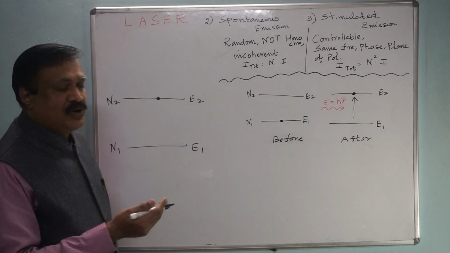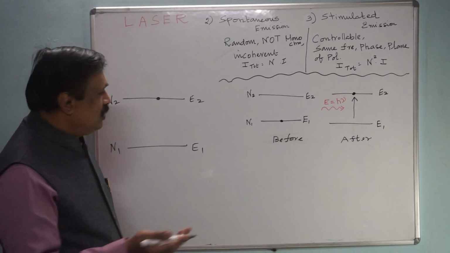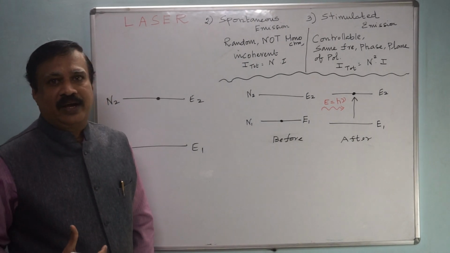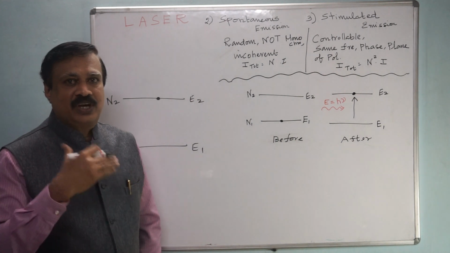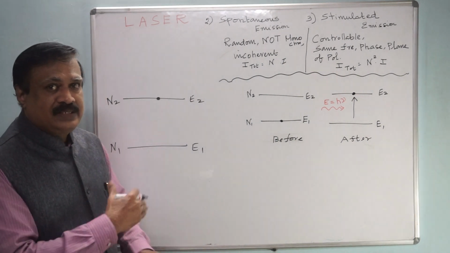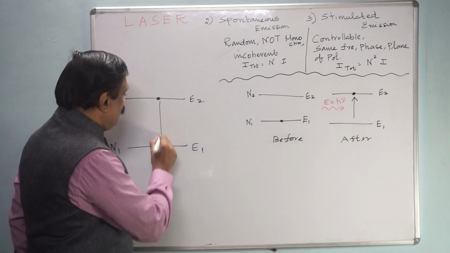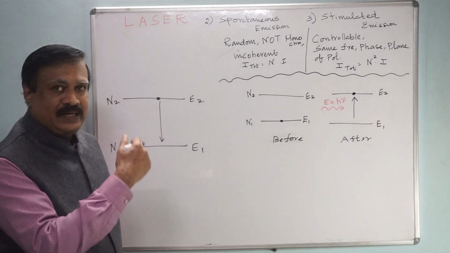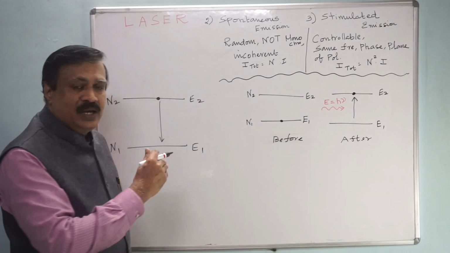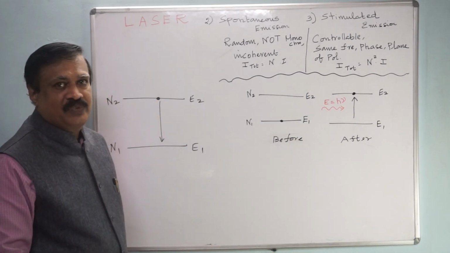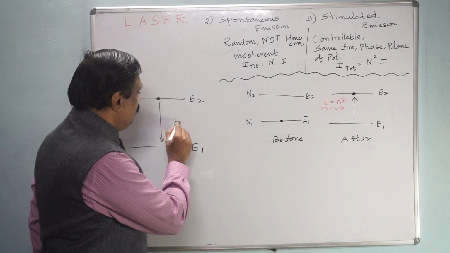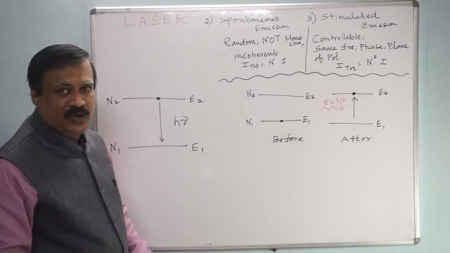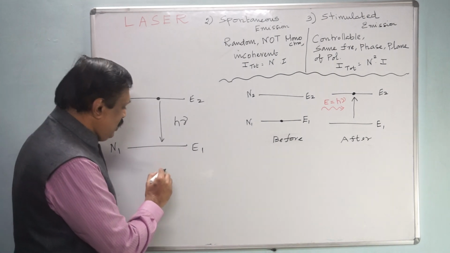Now in spontaneous emission, this excited atom cannot stay for a long time. It jumps from energy level E2 to E1. When it jumps, it emits radiation. Which radiation? Equal to the difference between E2 and E1.